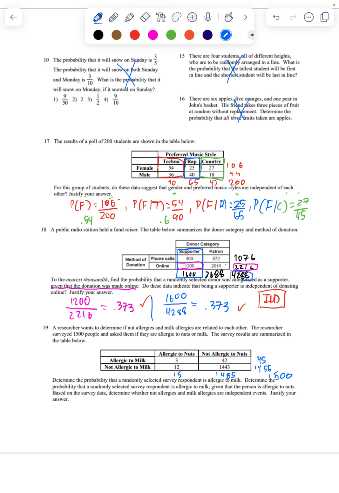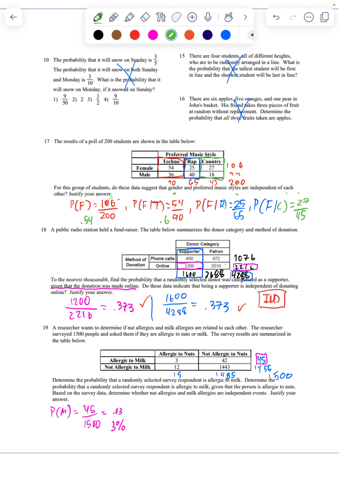Okay, so how many people are allergic to milk? So 45 people are allergic to milk. So the probability of allergic to milk is going to be 45 over 1,500. It's going to be like 0.03, something like that, or 3%. And now it's asking you to determine the probability that a randomly selected survey respondent is allergic to milk, given that the person is allergic to nuts. So given that they're allergic to nuts.